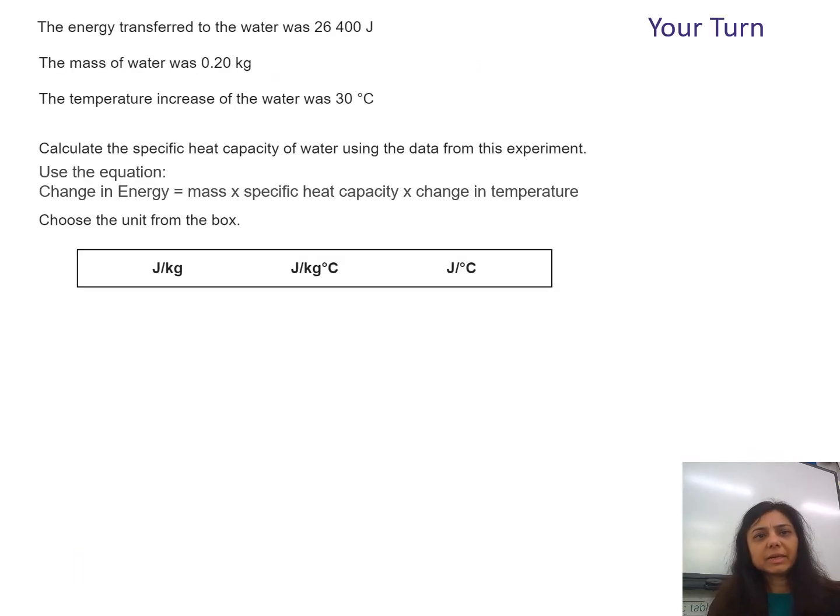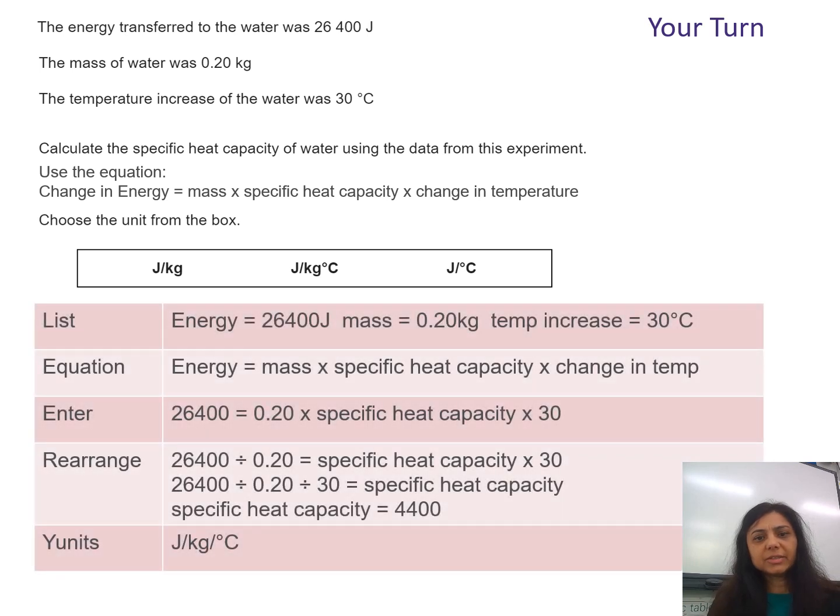Let's see if you can work this one out for yourselves. You've been given the energy in joules, the mass of the water and the temperature increase. You also have the equation, which is change in energy is mass times specific heat capacity times change in temperature. However, because you want to work out the specific heat capacity, you will have to rearrange it. Did you manage to get the right answer by rearranging it? Here we've done the rearrangement and made the specific heat capacity the subject, and we've got the units.